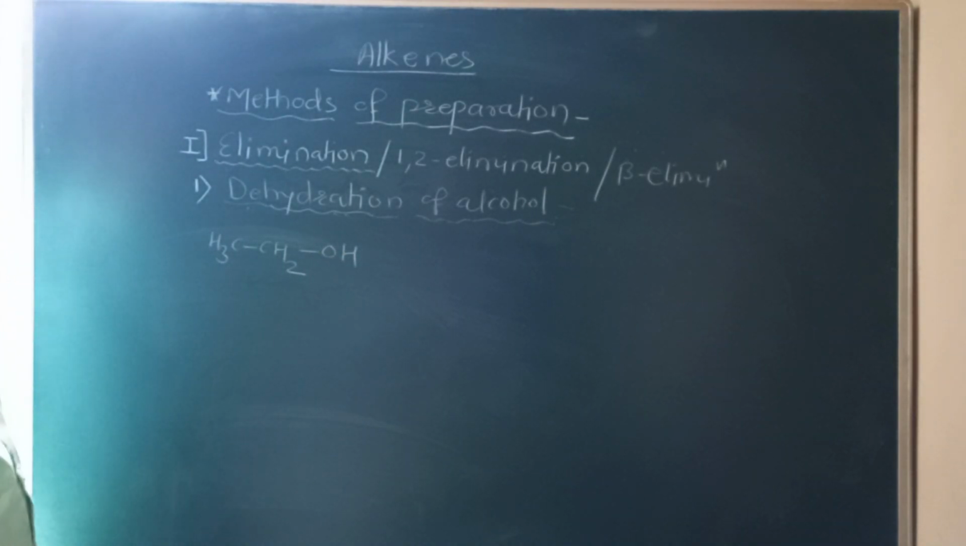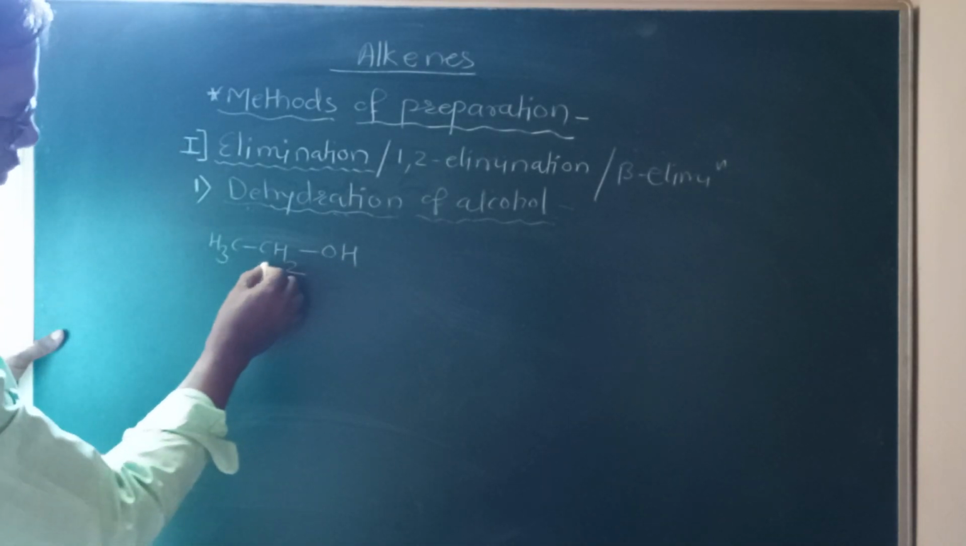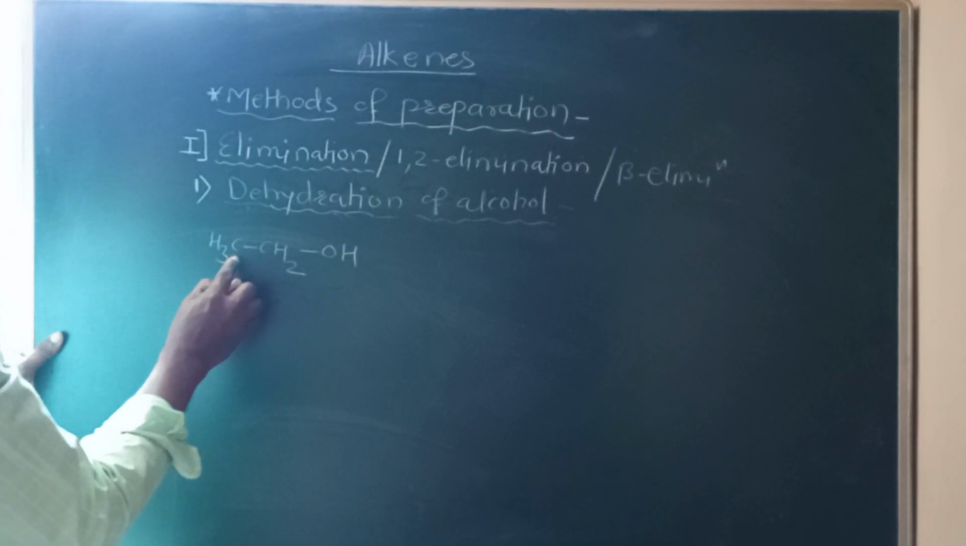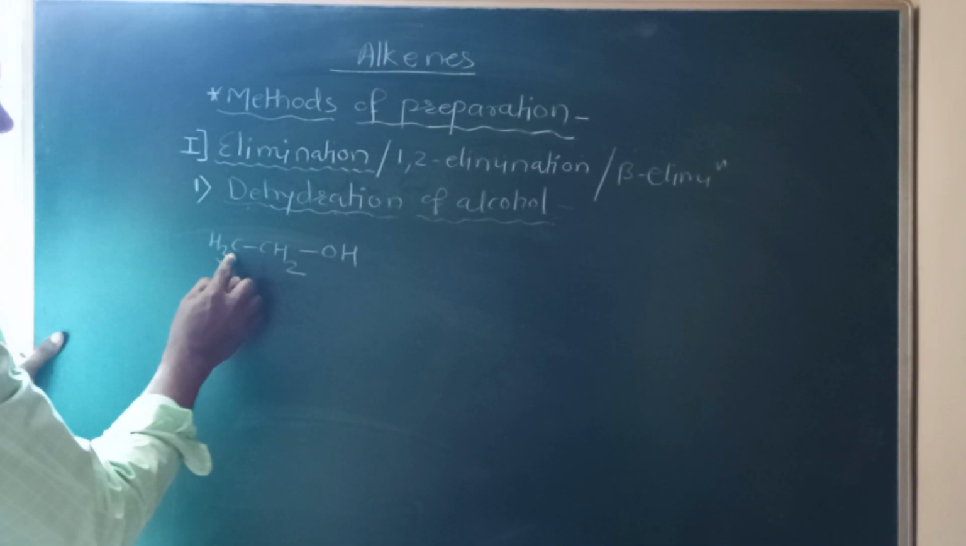That is ethyl alcohol, also known as grain alcohol. Now OH is present on this particular carbon. So with respect to this carbon, it is the only neighboring carbon. So OH gets lost from this carbon and H gets lost from this carbon.